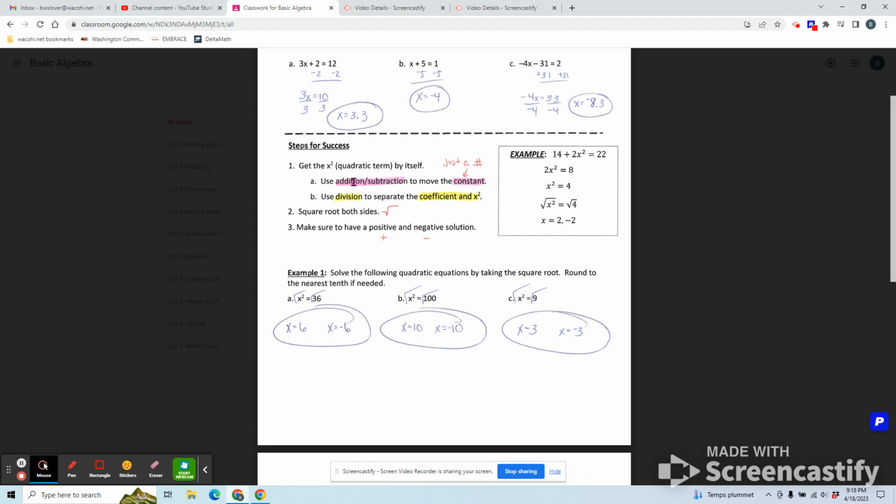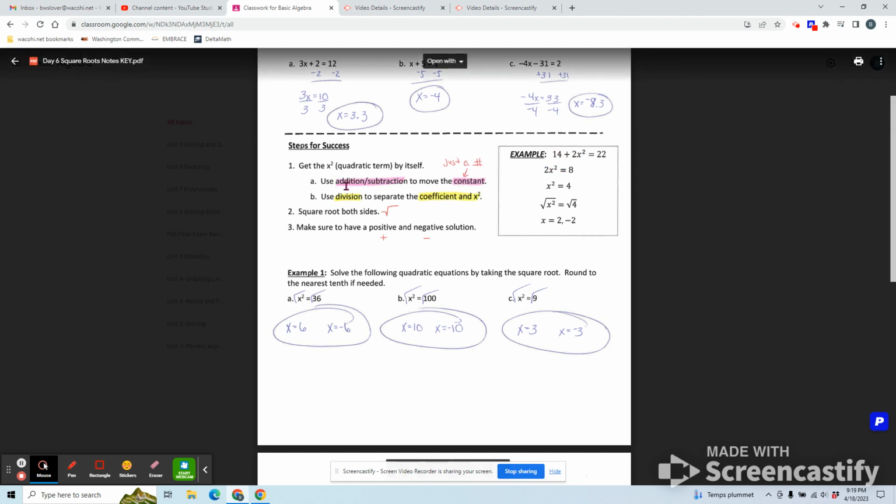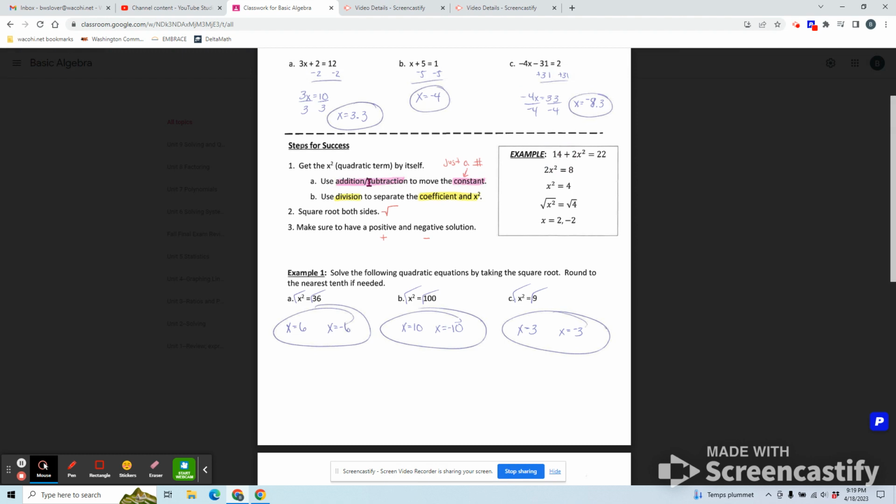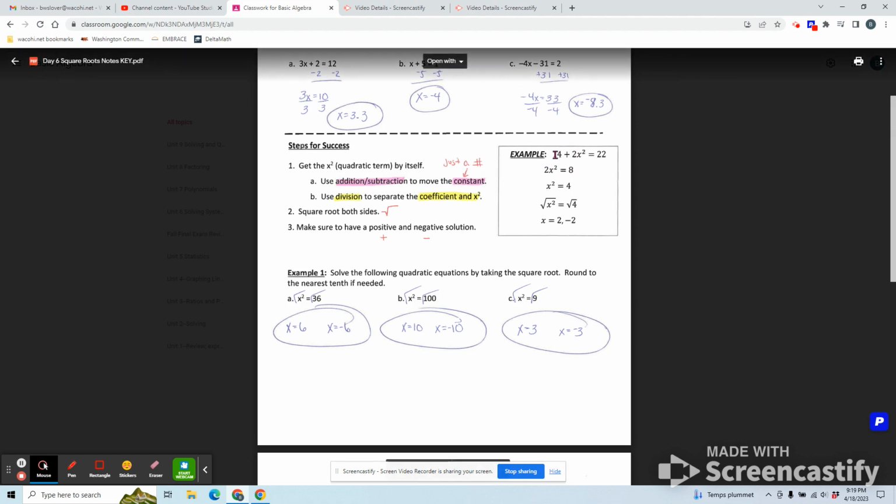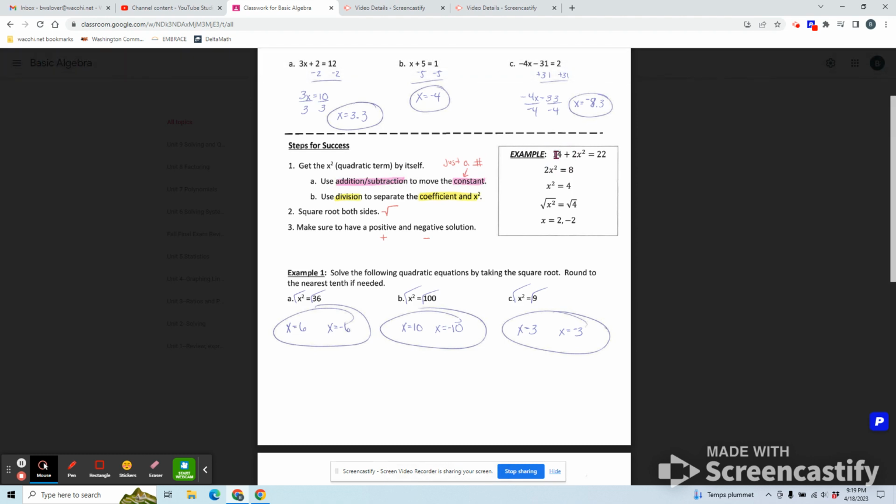So the first thing is you will use addition or subtraction to move the constant. And remember, the constant is just a number. So in the example here, I have a constant. I need to move that constant, and I'm already telling you the operational choices. It's either addition or subtraction. It depends on the problem. This is a positive 14. So if it's positive and I want to get rid of it, I'm going to subtract it. So I subtract 14 from both sides. That's how I got the 2x squared equals 8.